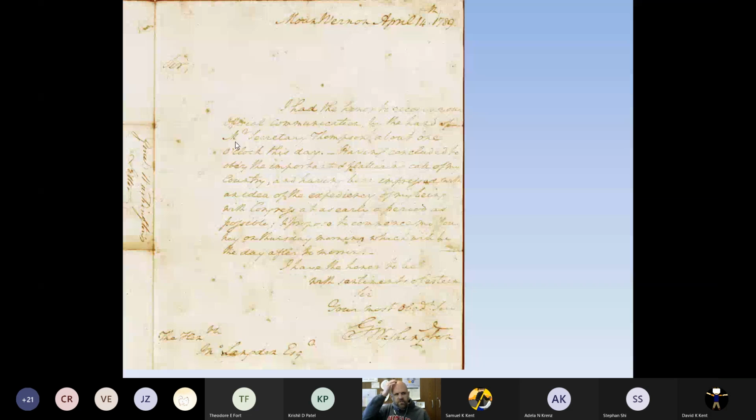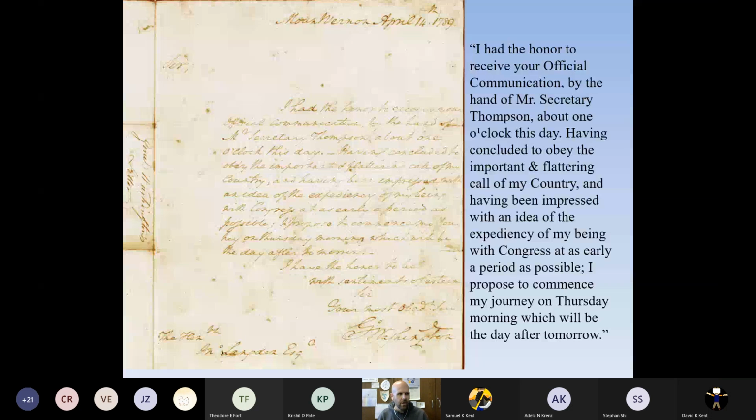I had the honor to receive your official communication by the hand of Mr. Secretary Thompson about 1 o'clock this day. Having concluded to obey the important and flattering call of my country, him being elected, and having been impressed with an idea of the expediency of my being with Congress at as early a period as possible, I propose to commence my journey on Thursday morning, which will be the day after tomorrow. So this is the acceptance letter that Washington writes for the presidency.